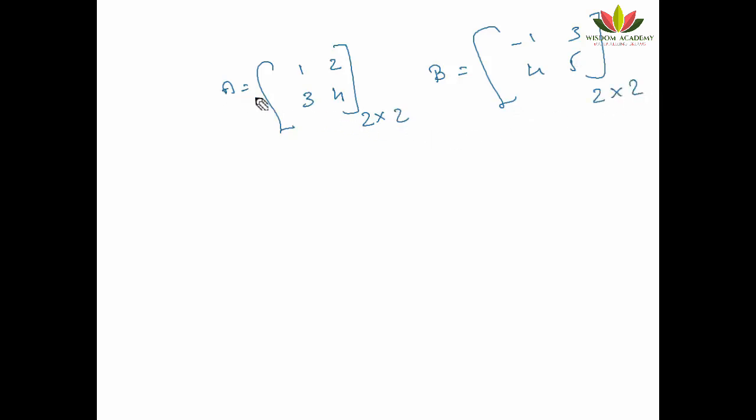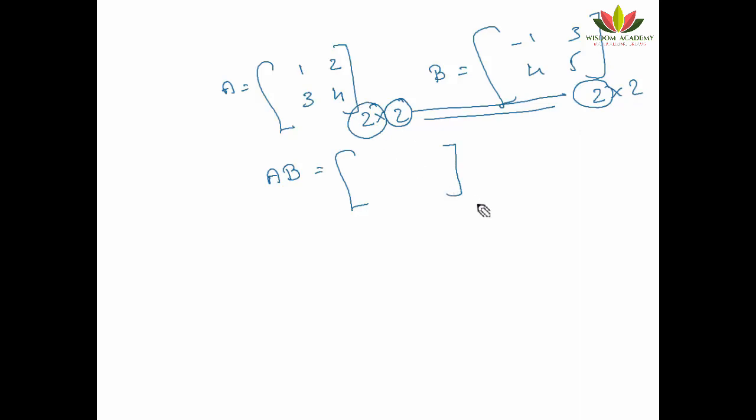Now, the number of columns in the A matrix, what is that? 2. The number of rows in the B matrix, what is that? 2. Since these two are equal, we can multiply A and B. And what will the resultant matrix be, and what is left out? That is, rows of A by columns of B. Okay, so this is how it is going to be.